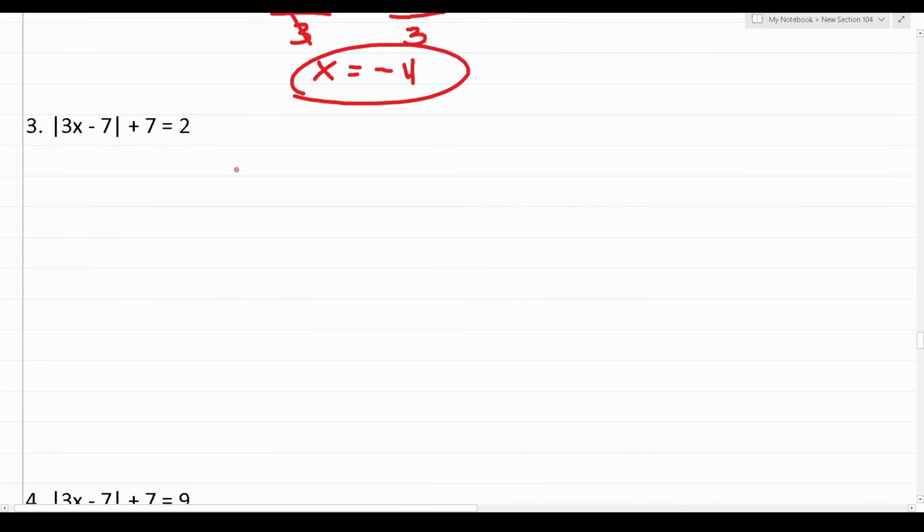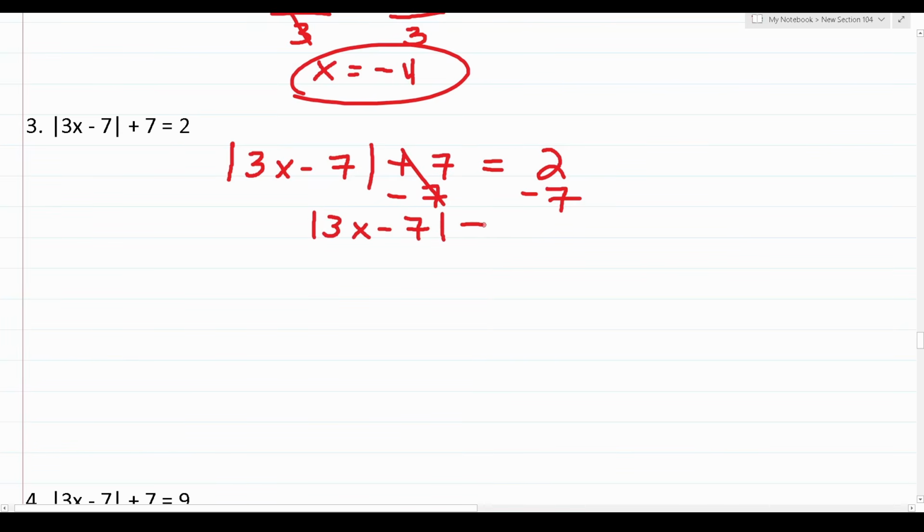So we have the absolute value of 3x minus 7, plus 7 equals 2. Again, before we can make any determination about the number of solutions that this absolute value equation has, we have to isolate our absolute value. So in this case, we're going to subtract 7 from both sides. This crosses out, leaving us with just the absolute value of 3x minus 7 on this side. And 2 minus 7 is negative 5.